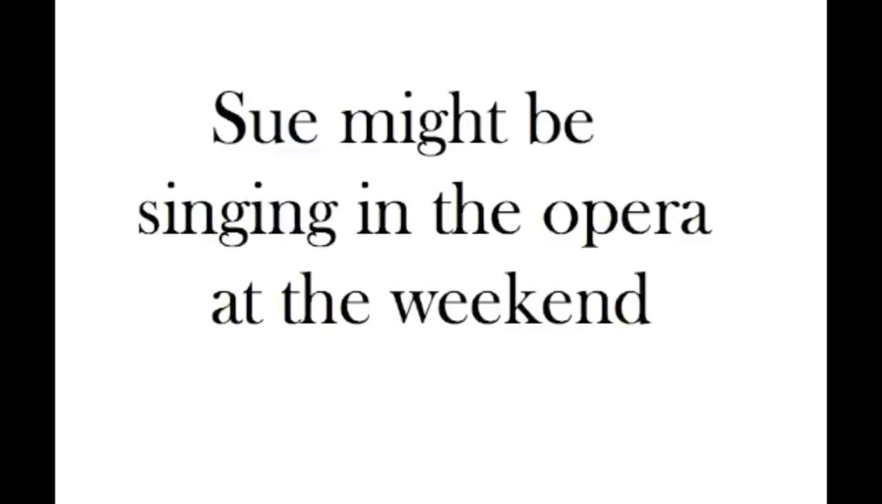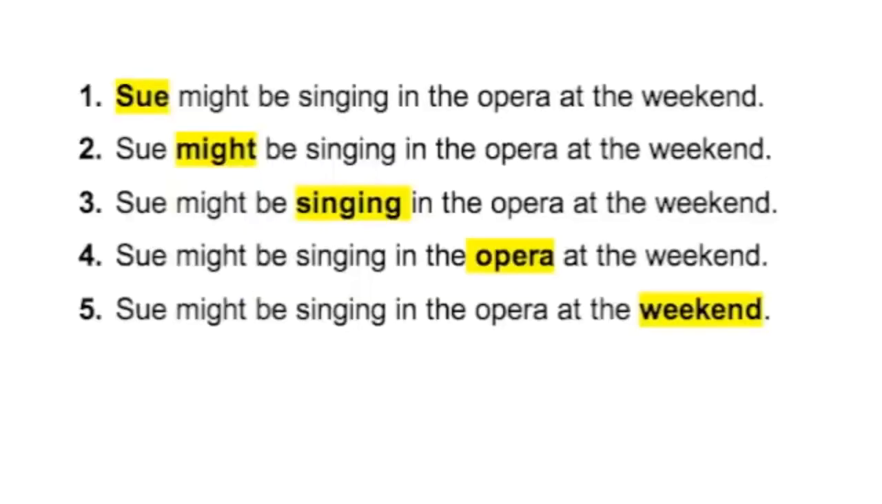Sue might be singing in the opera at the weekend. Sue might be singing in the opera at the weekend. There's a clear understanding there for the listener that it's Sue, not Sarah, not Samantha, not Jeffrey, but Sue might be singing. That was sentence number 1, of course.